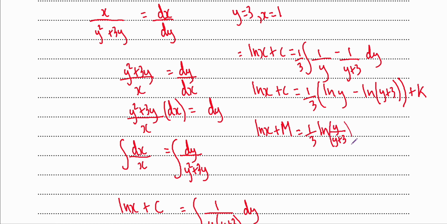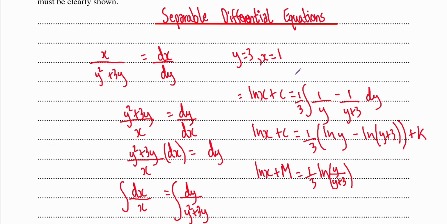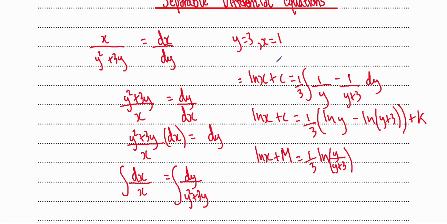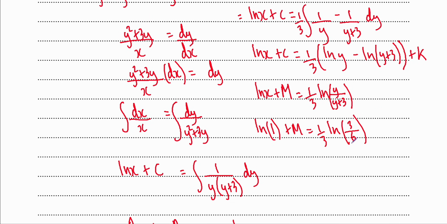So far so good. Now is when we need to find m, and now we use these initial conditions. We had y is equal to 3 and x is equal to 1. That means when x is equal to 1, so that's ln 1 plus m is equal to 1 over 3, and then you have ln, and now y is equal to 3, so you have ln of 3 divided by 3 plus 3, which is equal to 6. Okay, we have ln 1 plus m is equal to 1 over 3 ln 3 over 6.